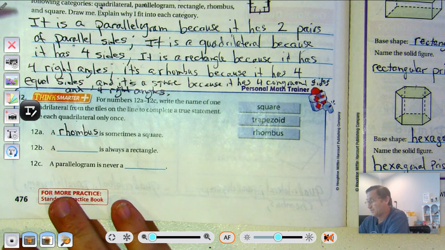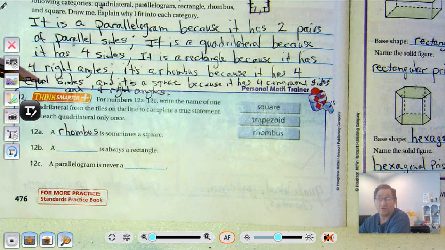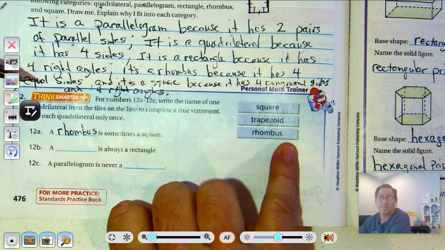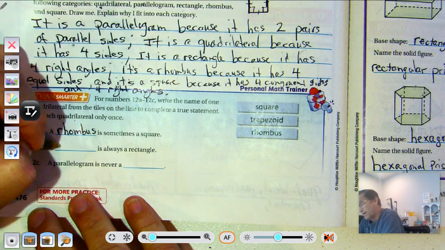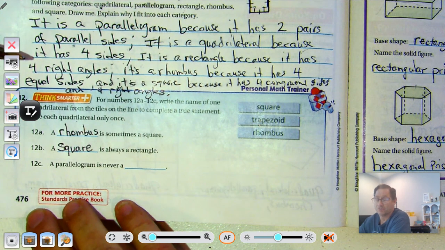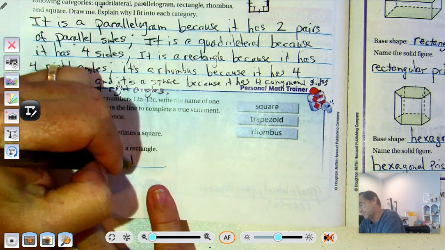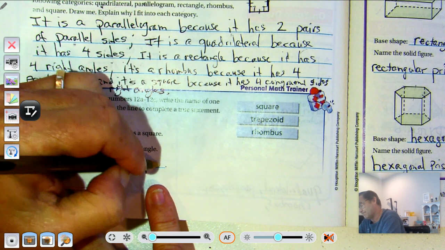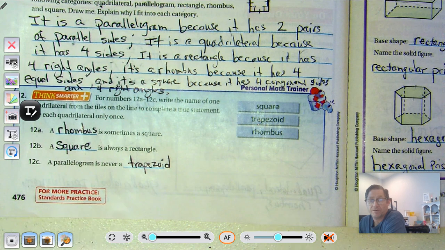A blank is always a rectangle. Well, a trapezoid is never a rectangle. A rhombus could be a rectangle, but a square is always a rectangle. A square has four right angles. And a parallelogram is never a trapezoid, because trapezoids have exactly one pair of parallel sides, not two pairs.